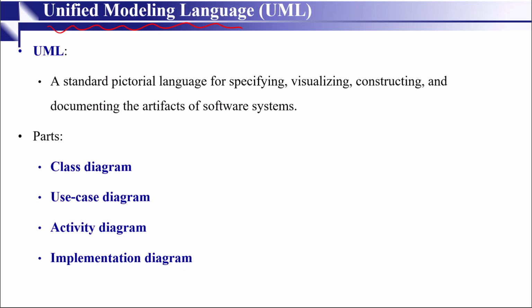So we have class diagrams. These correspond to ER diagrams, but with several differences. Then we have use case diagrams. They show the interaction between users and the system. Then we have activity diagrams. They depict the flow of tasks between different components. And then we have implementation diagrams. They show the system components and their interaction.